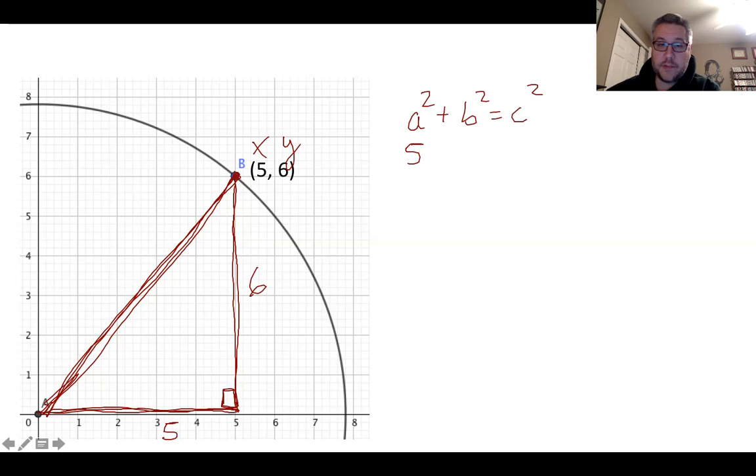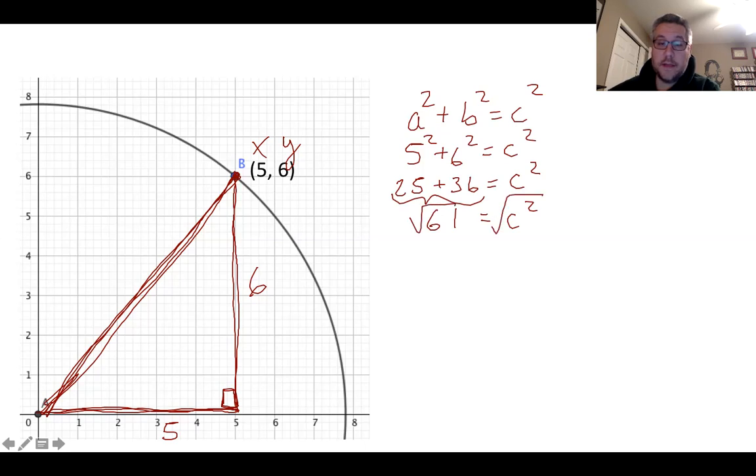So I'm going to do 5 squared plus 6 squared equals c squared. Crunch those out. 5 squared, 5 times 5 is 25. 6 squared, 6 times 6 is 36, equals c squared. Add 25 plus 36 is 61, equals c squared. Take the square root of both sides, and that is it. You cannot break down the square root of 61. That stays as is, and I do not want you to use a decimal.